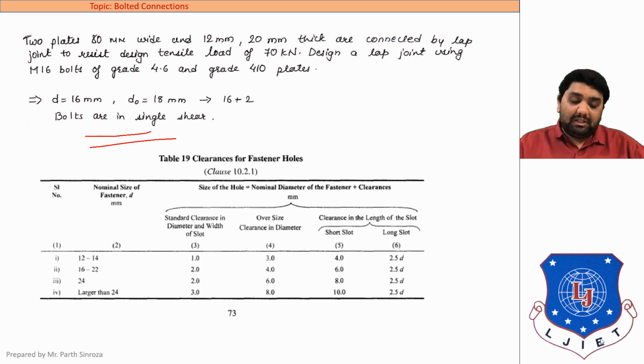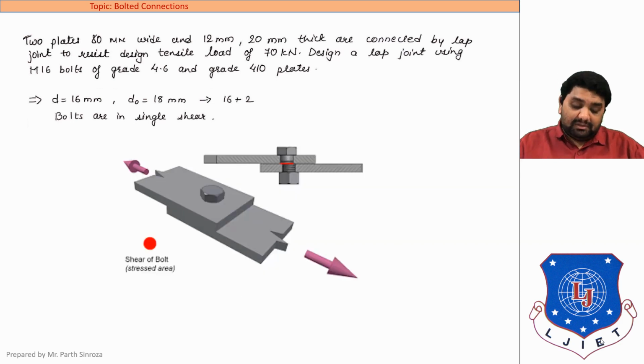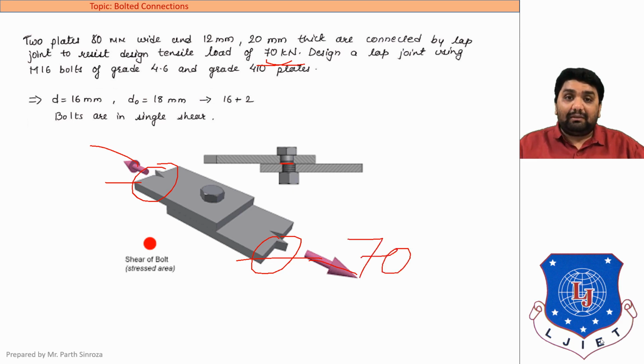Now the bolts are in single shear. Now what do you mean by single shear? So for that we will be referring to an example. Suppose these are two plates that are being given in question. Suppose this is the 12 mm thick plate and this is the 20 mm thick plate. They are being applied a tensile load of 70 given in question. So assume this load to be 70.